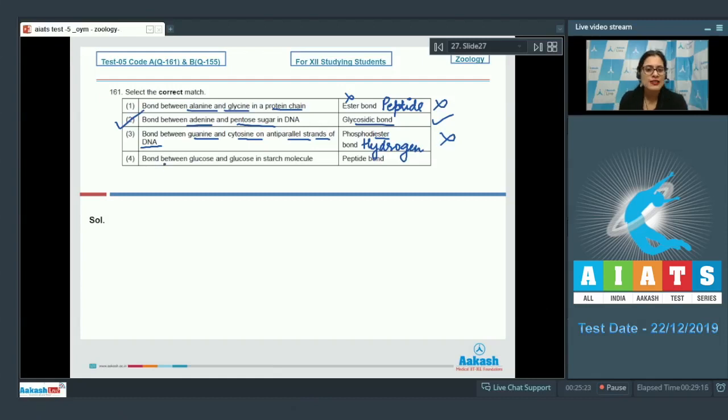The last match given is bond between glucose and glucose in starch molecule, and the bond given is peptide bond. This is an incorrect match, so it cannot be a correct answer to our question. Peptide bond is present between amino acids in protein chain, whereas between glucose in starch molecule, glycosidic bonds are present. So the correct answer to this question is option number 2. Let's move on to the next question.